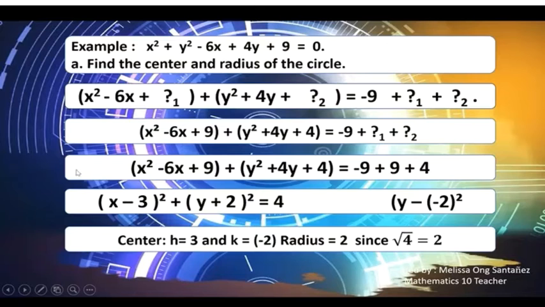How would you do that? Get the square root of x squared, which will give you x. Square root of 9 will give you 3. Copy the sign here in the middle. Same with here: square root of y squared will give you y. Square root of 4 will give you 2. Copy the symbol here. The sign is positive. And you simplify this one.